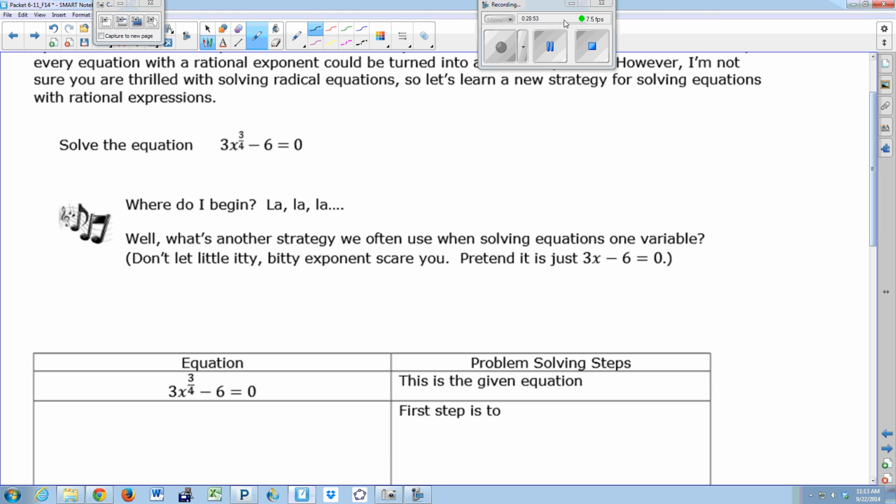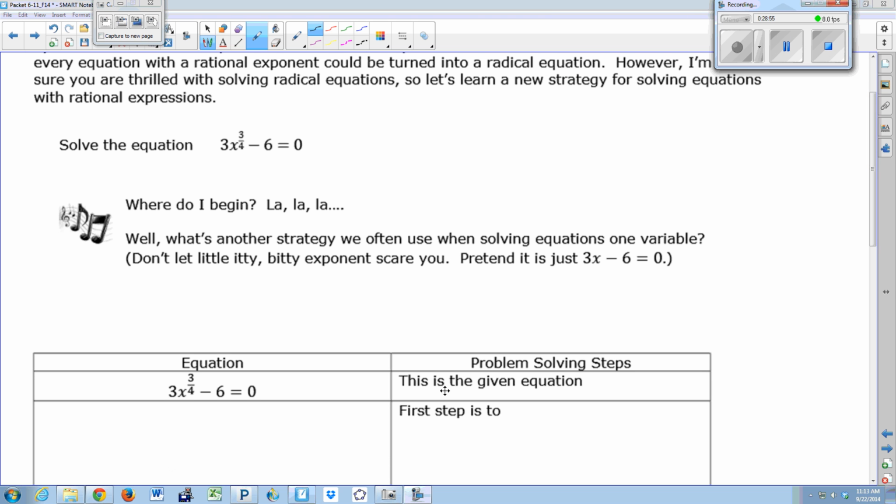Well, the thing that's really bothering you is this little exponent right here. So just for now, we'll be in pretend land, and we'll pretend that this just says 3x minus 6 is 0. If I gave you that equation, what would be your first step? 3x minus 6 is 0. What would you do to solve it? You'd add 6 to both sides, right? It's no different. So let's start the same way.